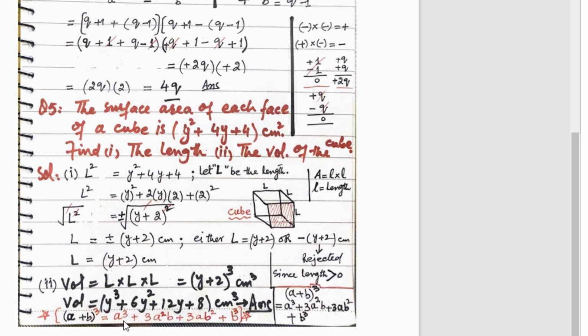If you put values, here a is replaced by y and b is replaced by 2. If you put values at the place of a and b, you will get exactly the same thing I have written over here, 6y square plus 12y as well. So volume is equal to y cube plus 6y square plus 12y plus 8 centimeter cube. This is the unit of volume. This is the formula I have written over here as well as over here for your convenience. A plus b whole cube. With 2 stars I have written the formula under this as well, so that it would be easy for you to write down the central terms.